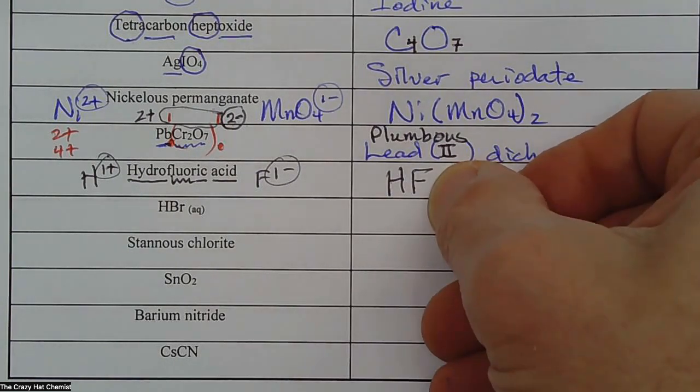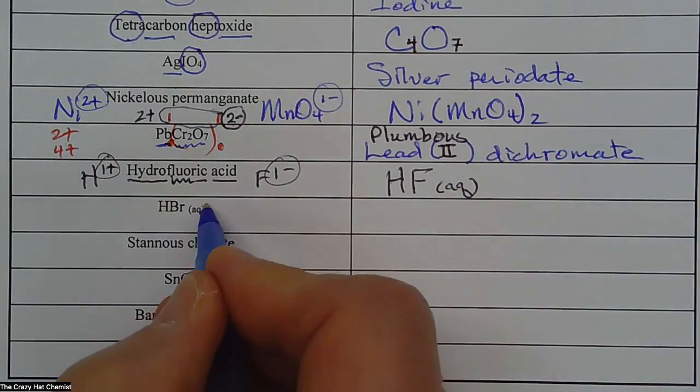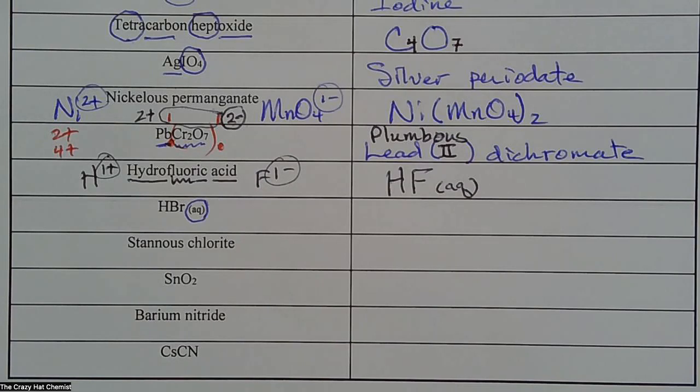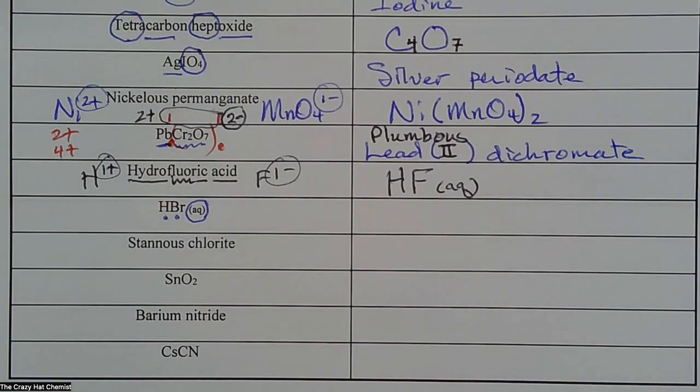The name of this compound would be hydrogen fluoride. So, two completely different things. All right, this next one has this (aq). That is letting you know that it is an acid. You can see that it's a binary non-metal acid. It's one of the ones that I just named.